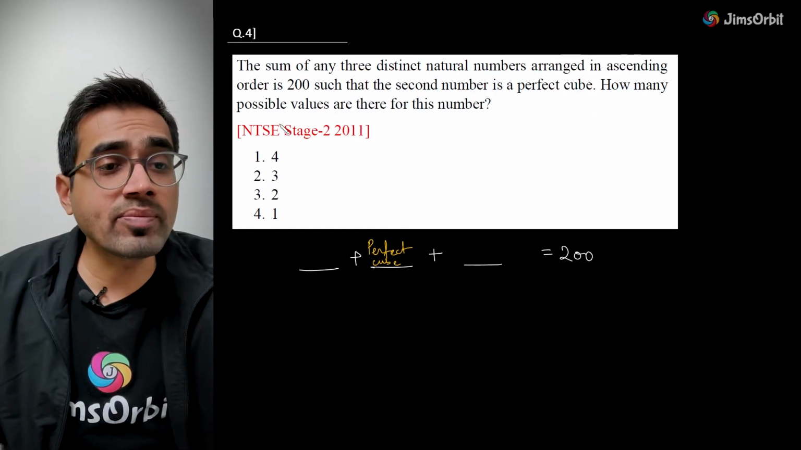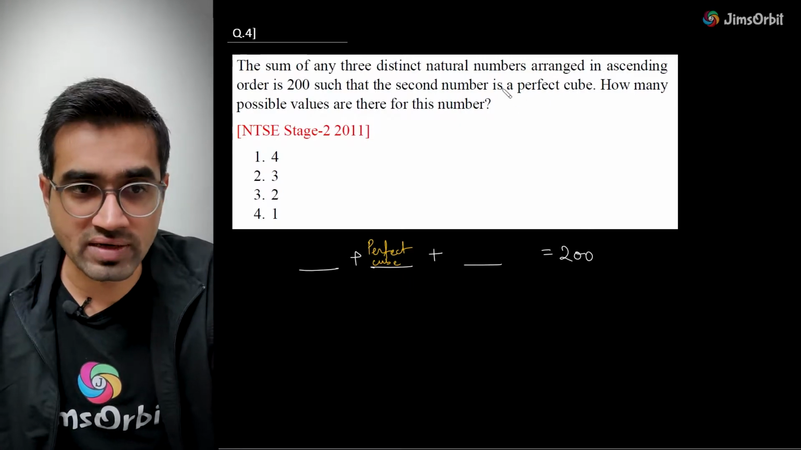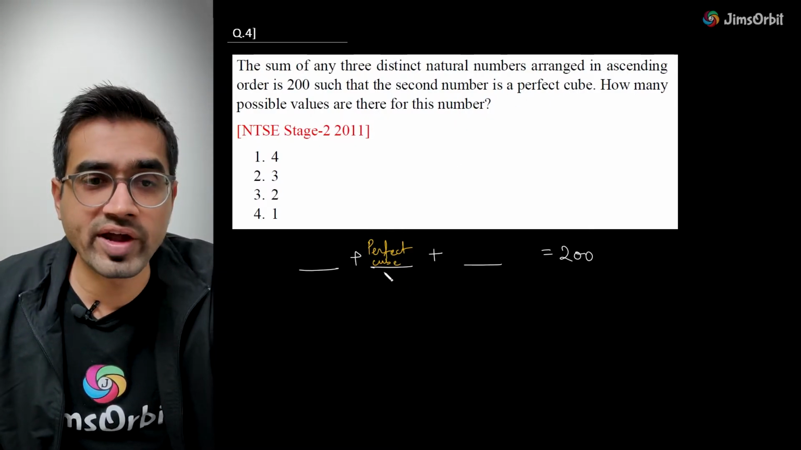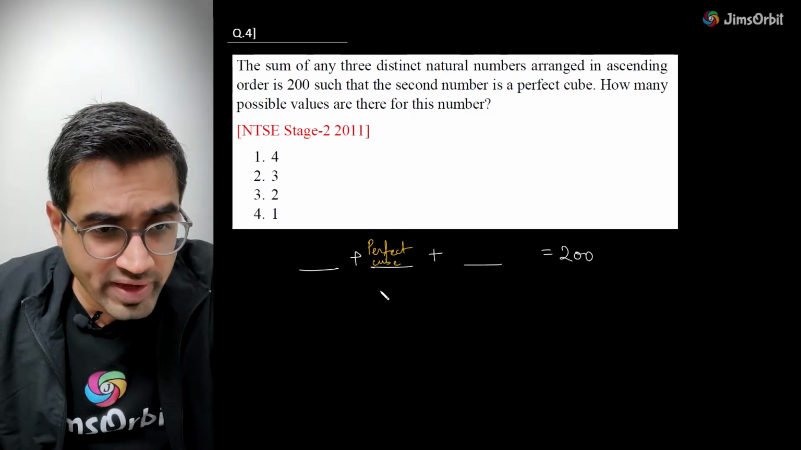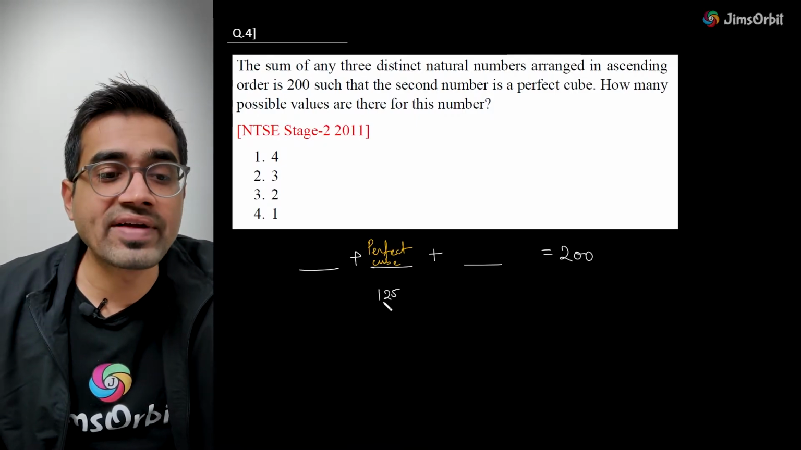How many possible values are there for this number? To solve this question, you have to find that this is a perfect cube. Now the problem is this perfect cube cannot be 125. See, why did I take 125?